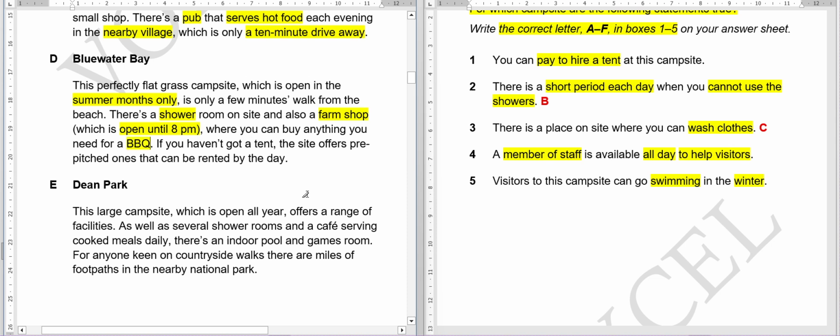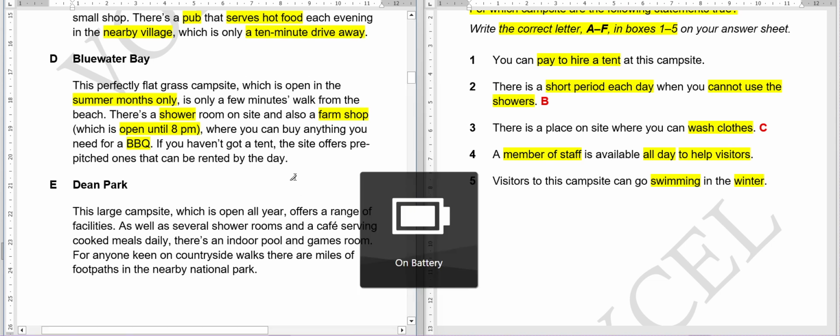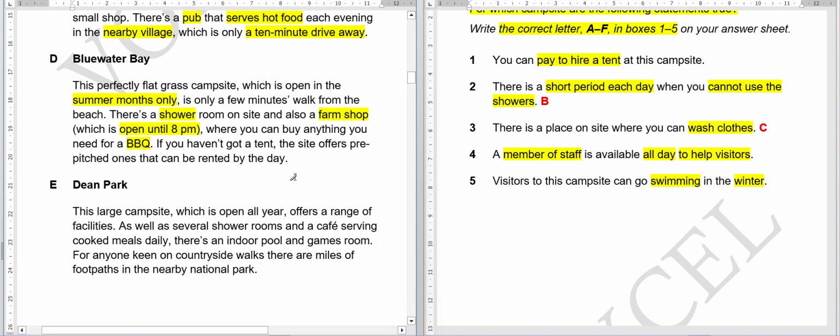If you haven't got a tent, the site offers pre-pitched ones that can be rented by the day. So if you do not have a tent, you can rent a tent for the day. Clear? So now you have around 10 seconds. Tell me the answer. Your time starts now.